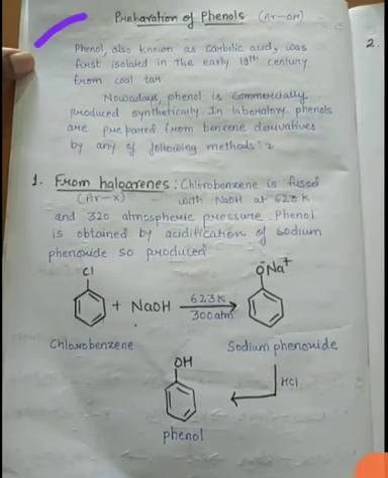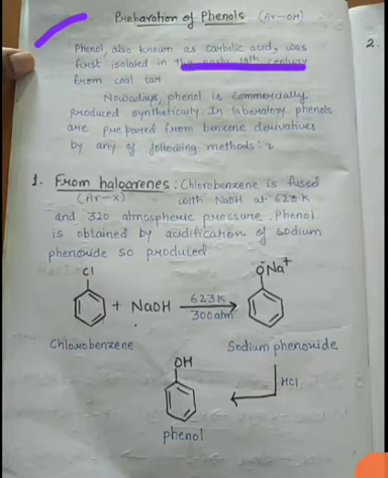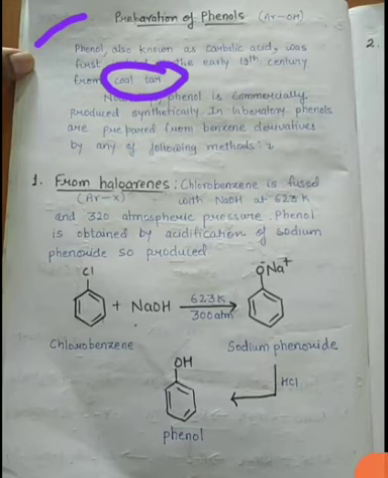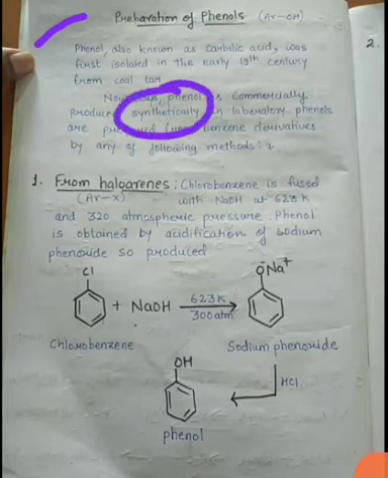Students, phenol is also known as carbolic acid, okay. Sometimes it is named carbolic acid, and it was first isolated in the early 19th century from coal tar, okay. But nowadays phenol is commercially produced synthetically, okay.